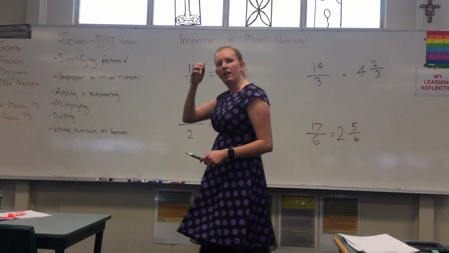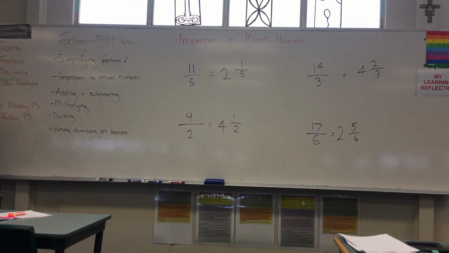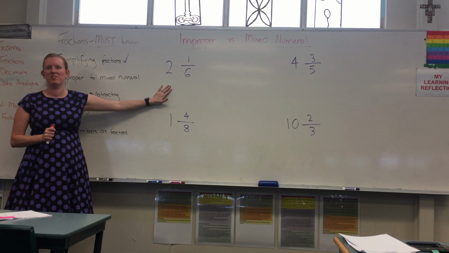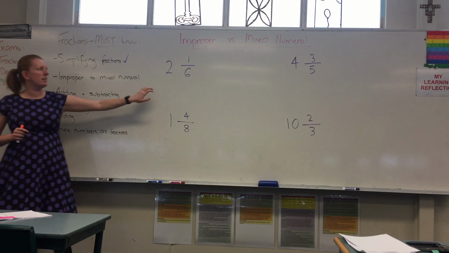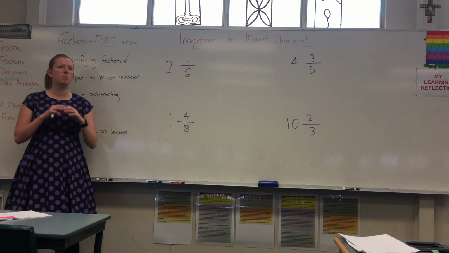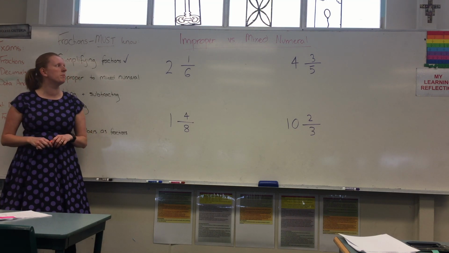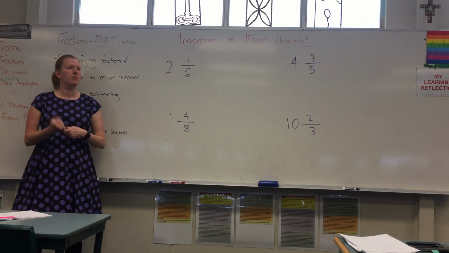Any questions about that? No? Cool, I'll give you a second to copy that down. Okay, now we want to do it in reverse. I want to turn these mixed numeral fractions into improper fractions. So at the end of the day, my number on the top is going to be bigger than the number on the bottom. And I'm not going to have any of these big whole numbers anywhere.